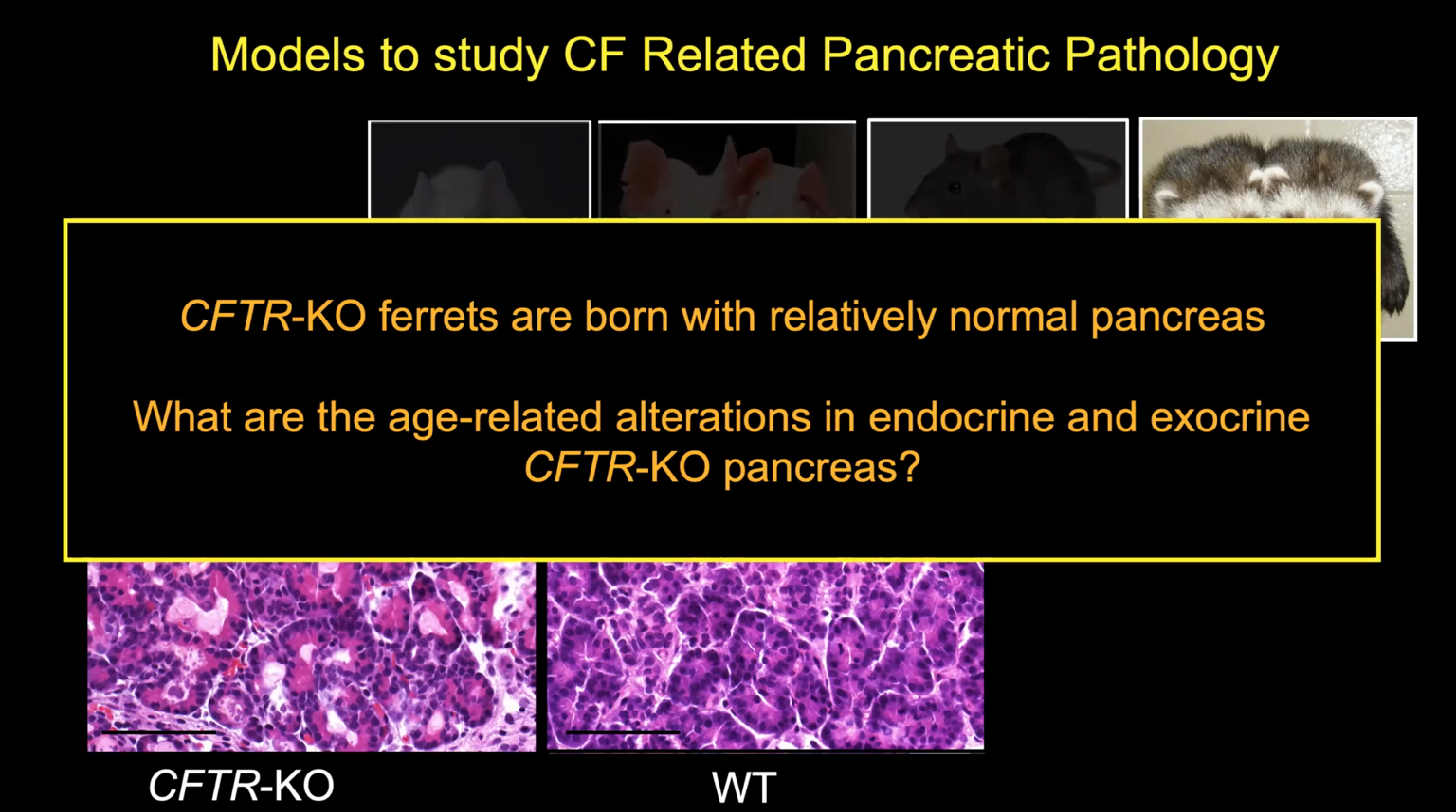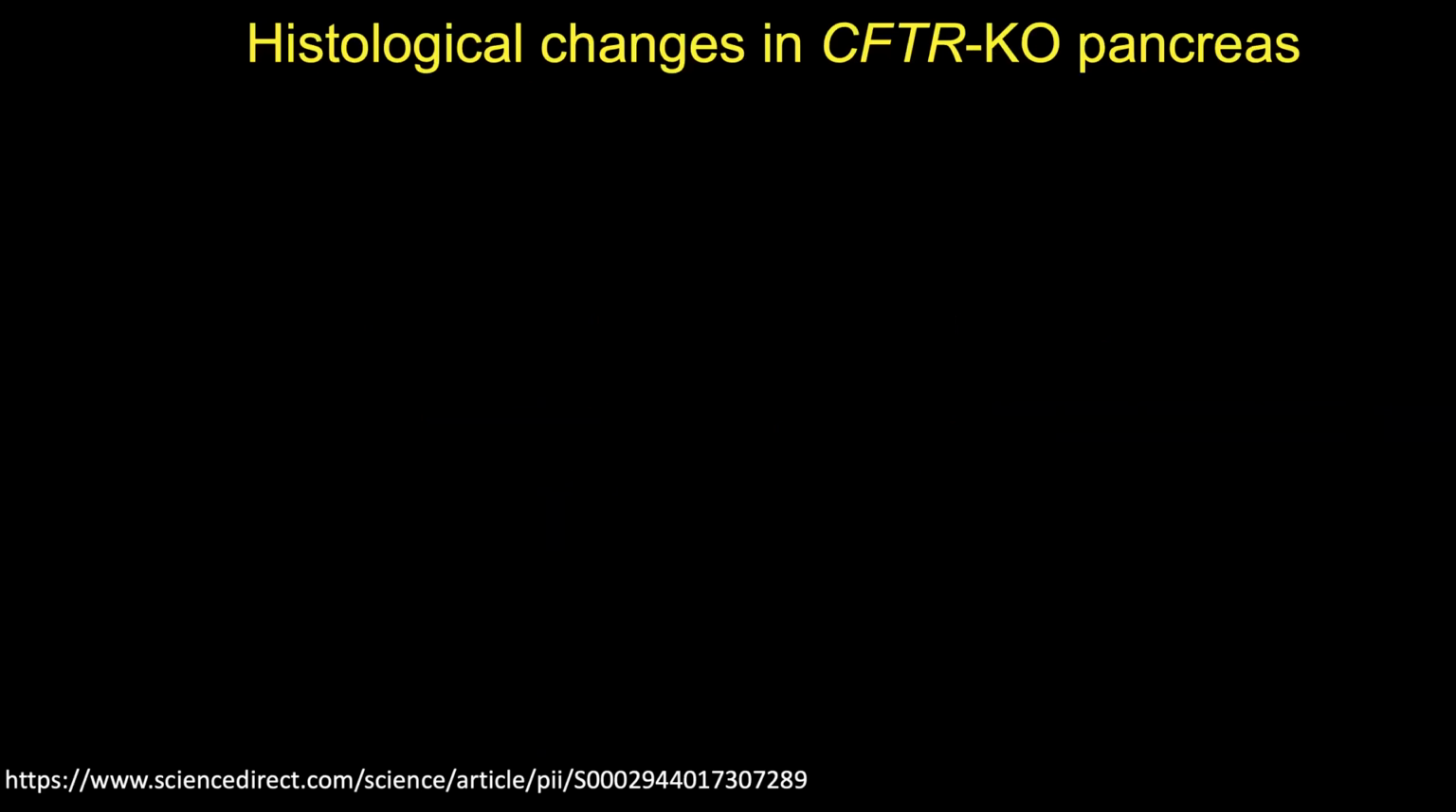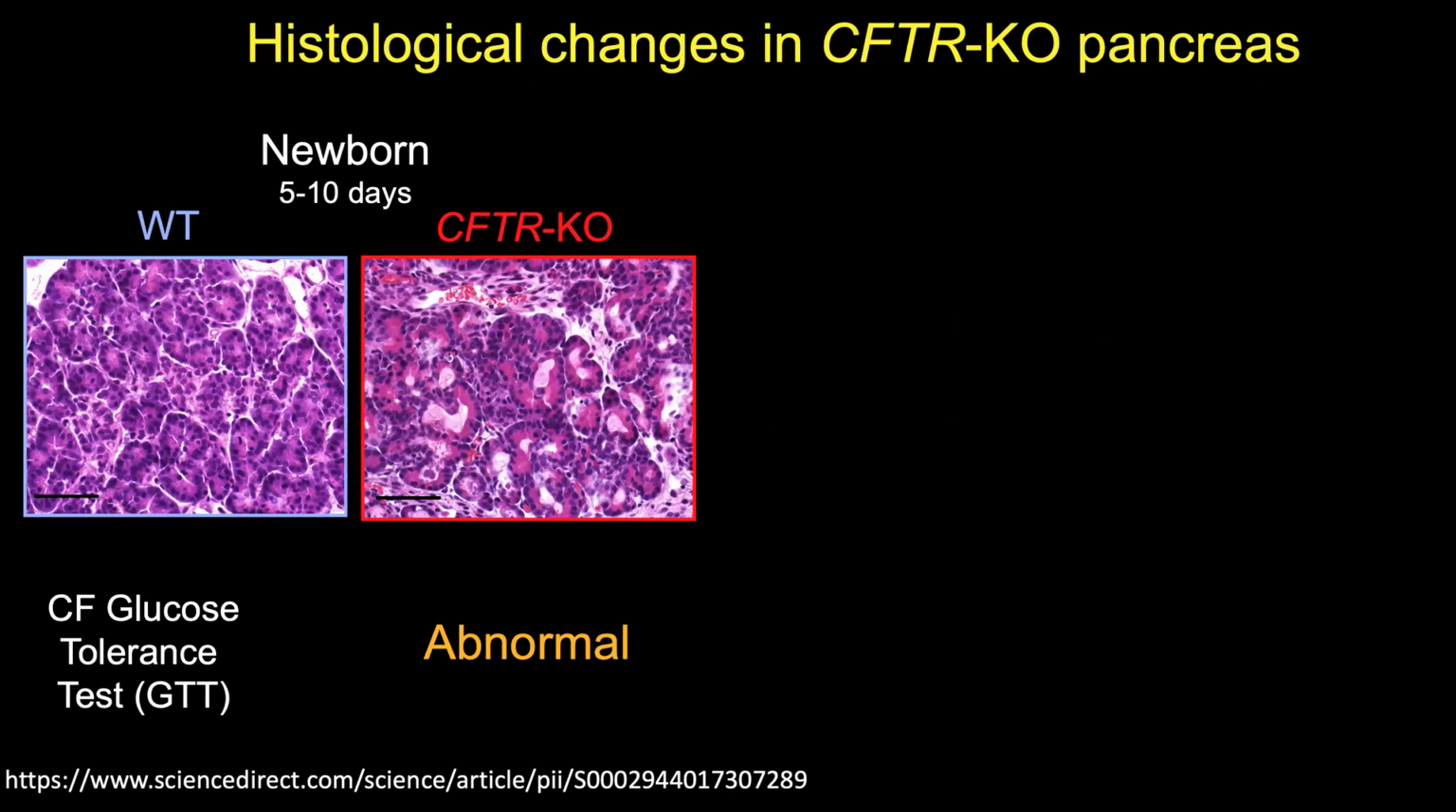So what changes in the CF? What are the observable changes in the CF pancreas in ferrets? Histological analysis of hematoxylin and eosin stained pancreatic sections from wild type and CFTR knockout ferrets revealed features that were consistent with CF-induced remodeling in human pancreas.